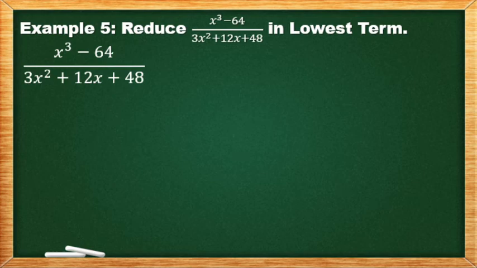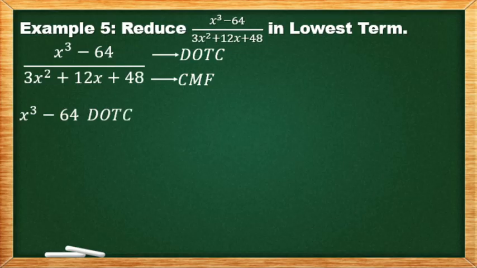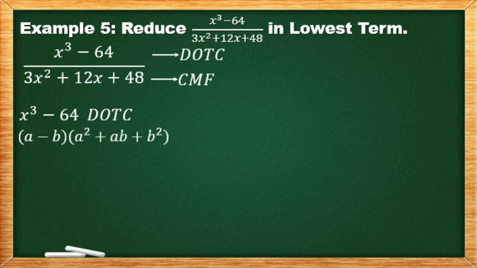Kasi ang 64, the cube root of 64 is what? 4. Tama? And sa baba, observing sa baba, each term meron silang common factor. Ano? Yung 3, 12, and 48. So, common monomial factors yan. So, ito ay DOTC and CMF. So, isa muna. Okay. By using DOTC, what is the cube root of x cubed and what's the cube root of 64? Naalala ang pattern?